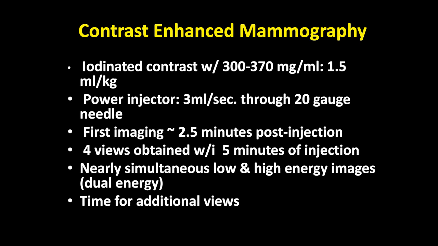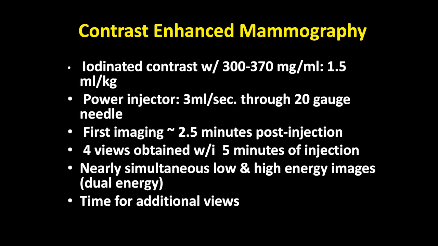We do this via a power injector, ideally at 3 milliliters per second through a relatively large gauge needle. Generally, we give the patient the contrast while she's sitting. After she is done with the injection, she is disconnected from the injector and positioned for what she perceives as a routine mammogram. This starts about 2.5 to 3 minutes after the injection is complete, which allows the uptake of the contrast in the breast. There's even time to do more than just 4 views, and the whole examination is completed between 5 and 10 minutes.